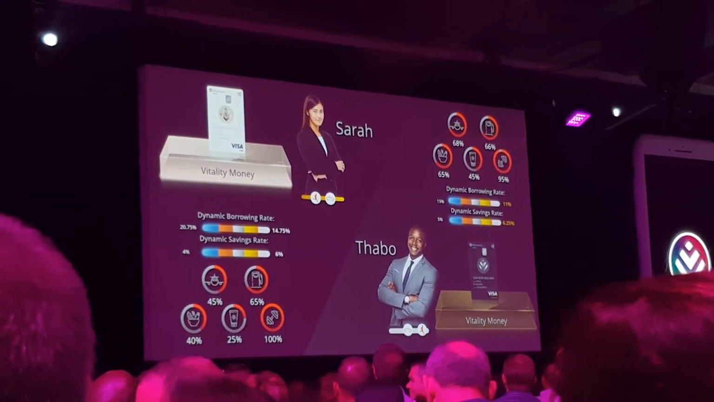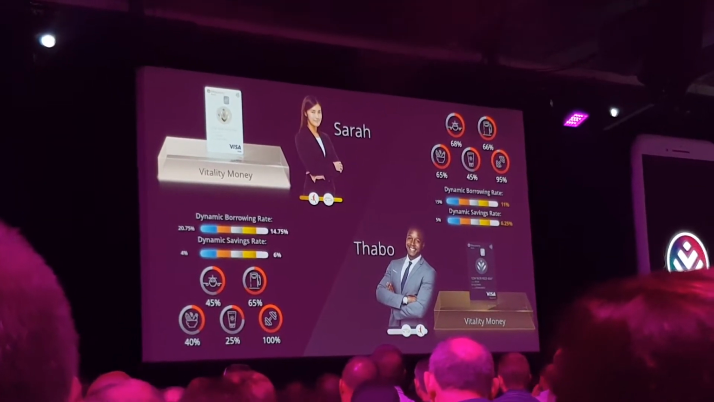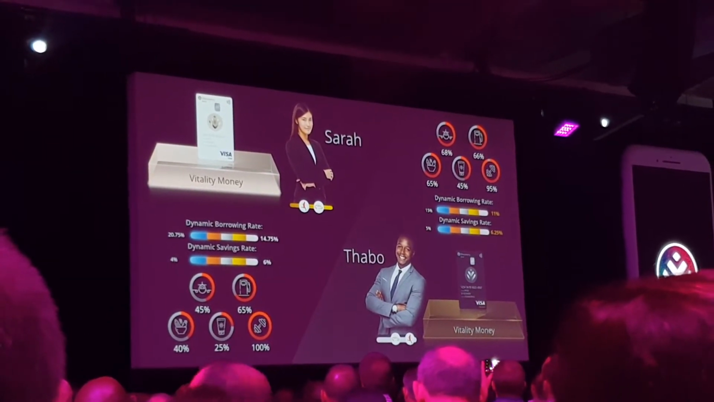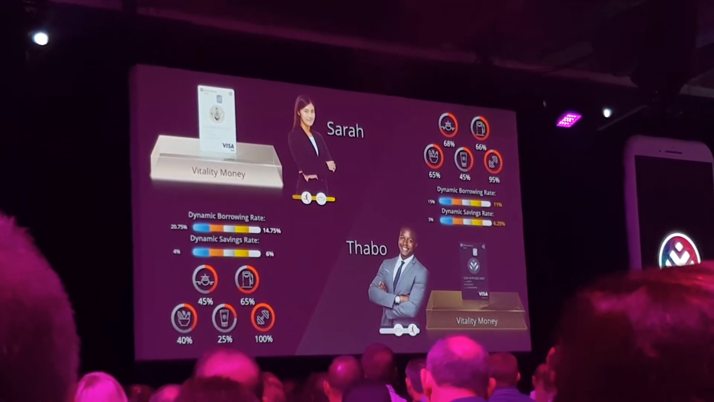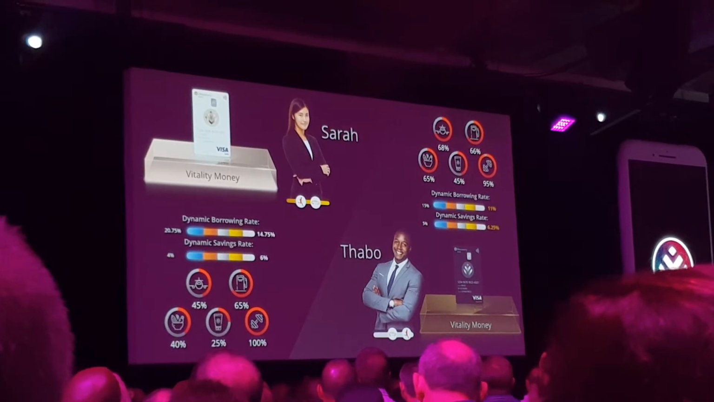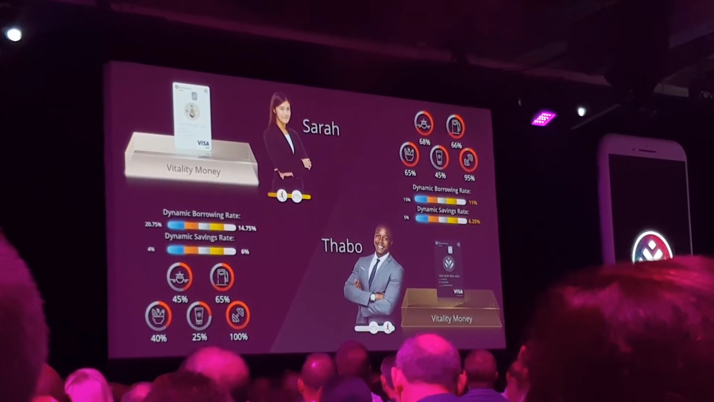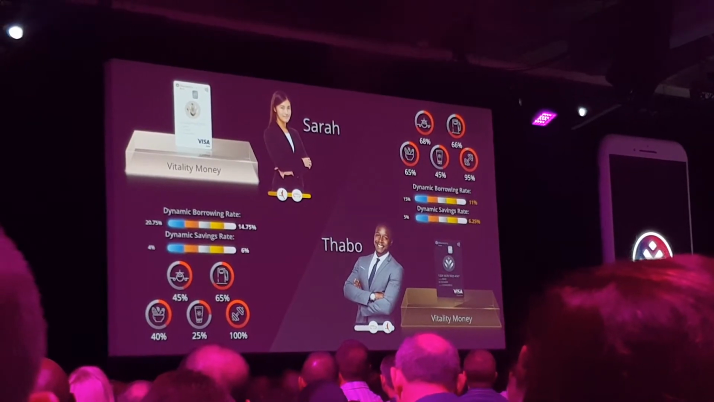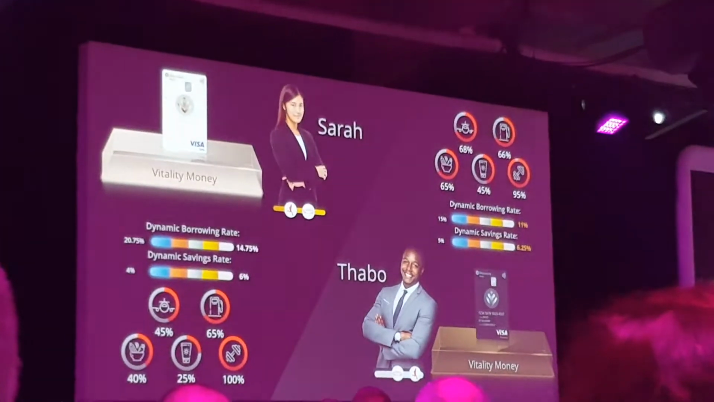And you see very, very different parameters. It's exactly the same stuff: dynamic savings rates, dynamic borrowing rates, and a series of discounts through the dynamic discount. But you can see that Sarah, actually driving up her Vitality money status, has brought her rates of interest down dramatically from where she might have been given her income level. She's driven up her savings rate. She's experiencing considerable discounts on flights and 100% on gym.